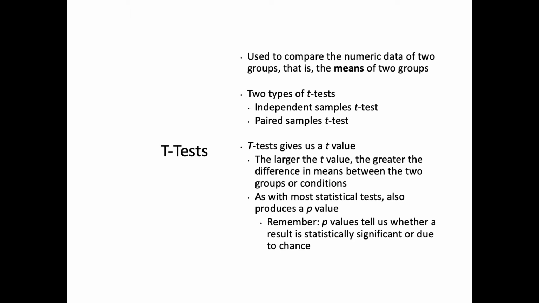And the t-test will usually give us a t-value. The larger the t-value, the greater the difference in means between the two groups or two conditions. Similar to most statistical tests, t-test also produces a p-value. So remember that p-values tell us whether the result is statistically significant or it's just due to chance.